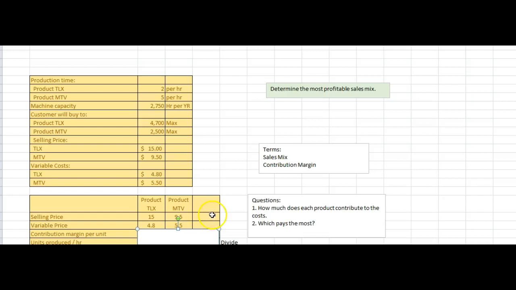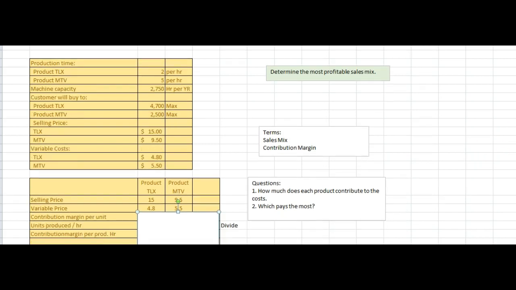Hi, I'm back, and now for part 2. This time we're looking at the most profitable sales mix. See how handy all this information becomes? So we have some information.